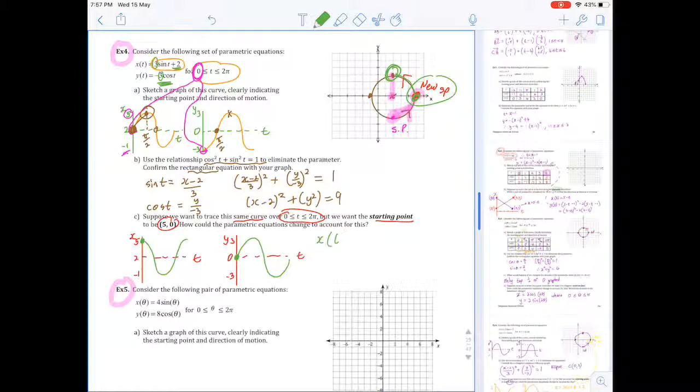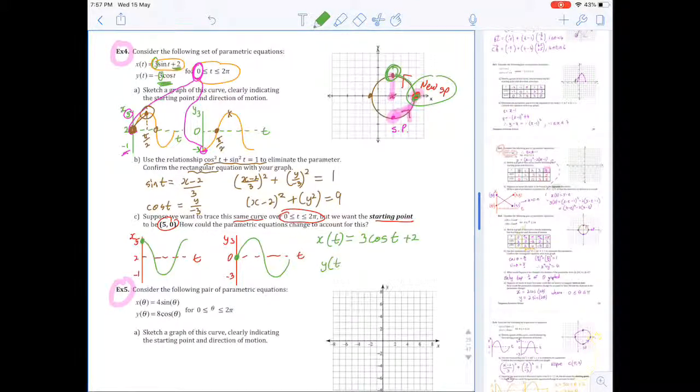And so now we can write our modified equations. X is going to have the same amplitude, so it's still 3 cosine t plus 2 because of the shift up to the center line. Y of t in this case now becomes 3 sine of t to account for the fact that it's starting at 0 and going to a maximum. Okay, and so that is how we're going to be able to modify the starting point.